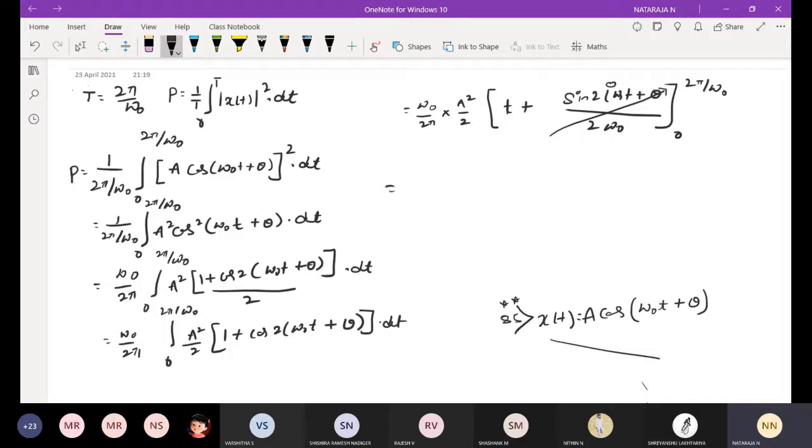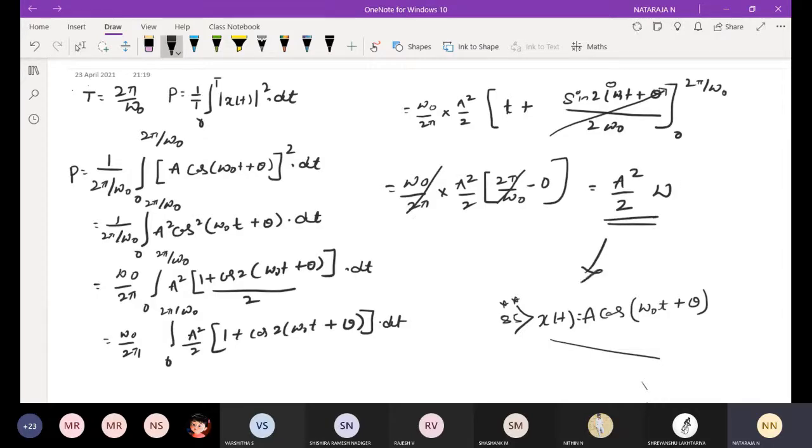Now omega naught by 2 pi into a square by 2 into t, upper limit minus lower limit, 2 pi by omega naught minus 0. Here 2 pi by omega naught and omega naught by 2 pi get cancelled, so we are left with a square by 2 watts, which is the power for the given signal.